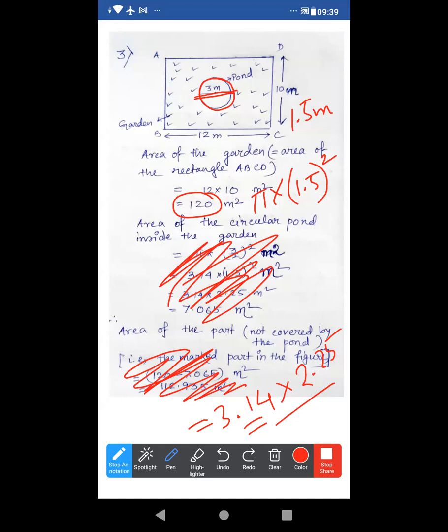Acha, 1 minute. If you get disconnected, then just join again.